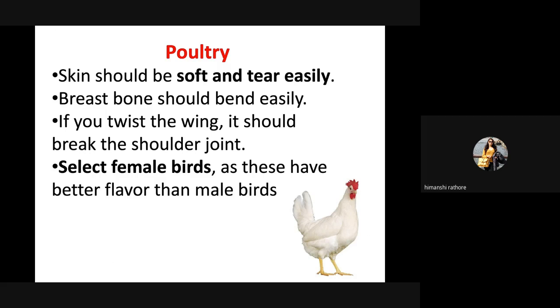Now, after that, we talked about poultry, how you have to choose good quality meat, good quality bird. The skin of the bird should be soft and should tear easily, and you should always select a female bird because they are tastier as compared to the male birds.